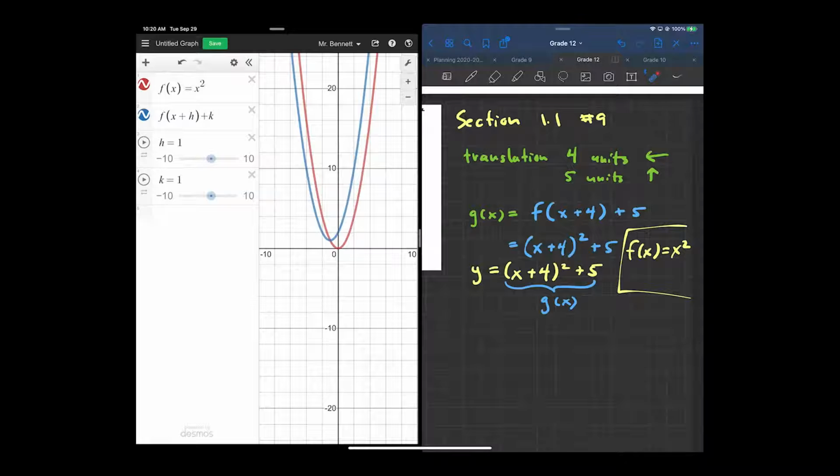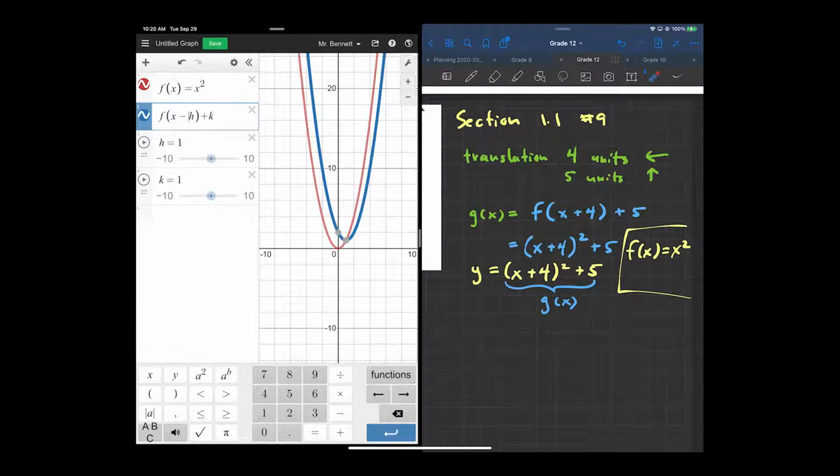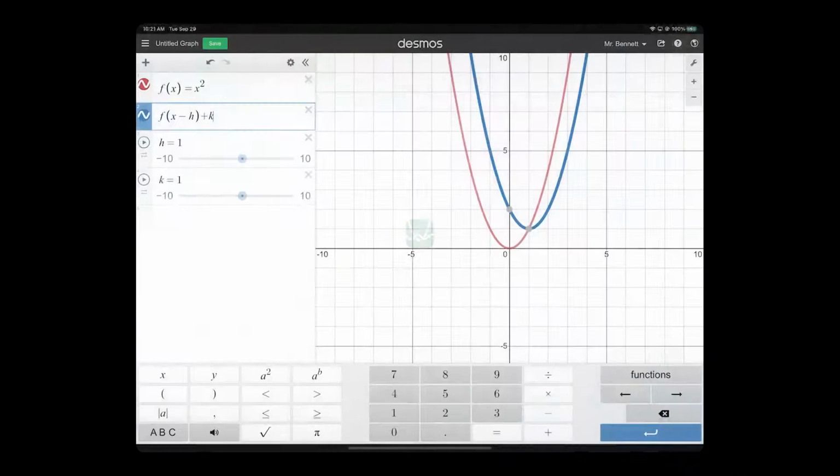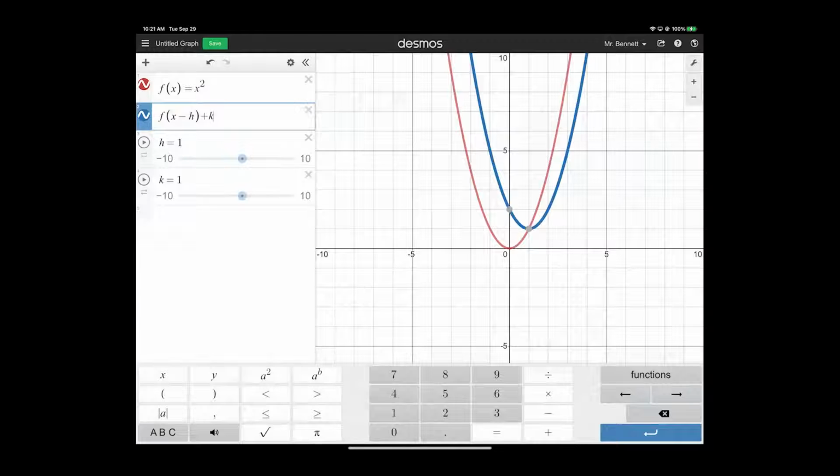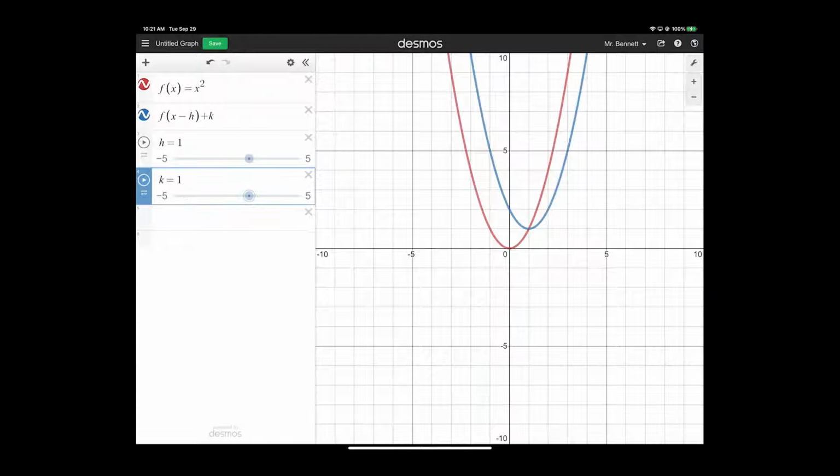Actually, I'm going to have f of x minus h, because we are subtracting. We always want to subtract the horizontal translation. It works a little bit backwards. I talked about that in yesterday's class, so if you're a little confused about why that is, feel free to visit yesterday's class. Let's go over here. I'm going to make the sliders a little bit smaller so I have more resolution.